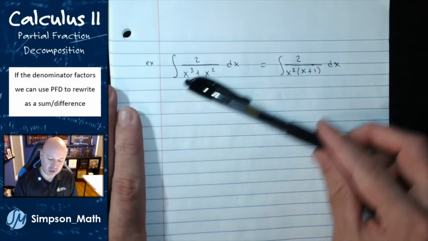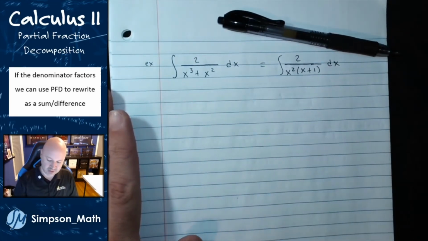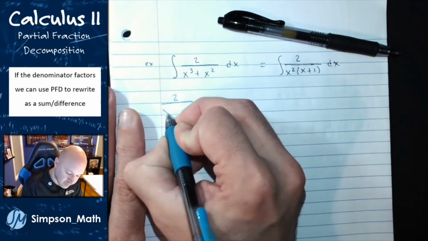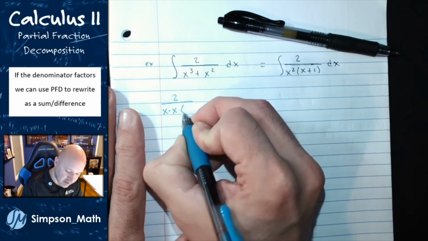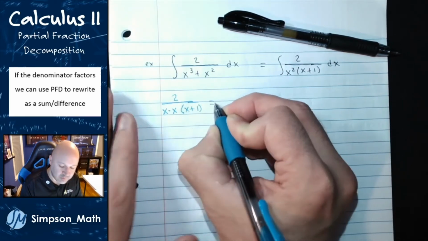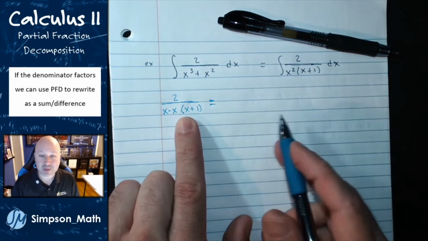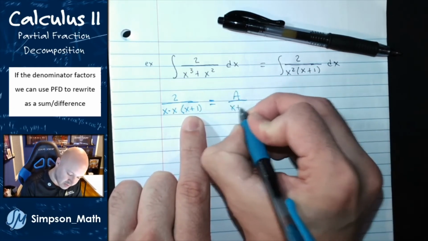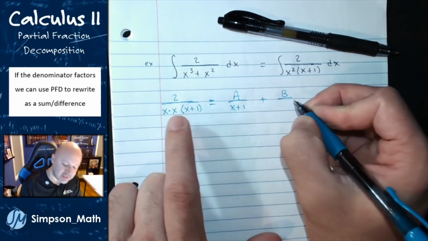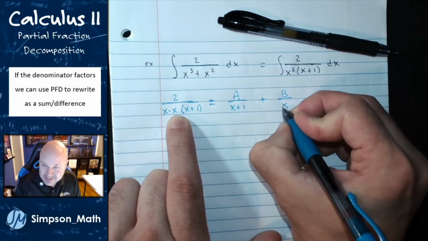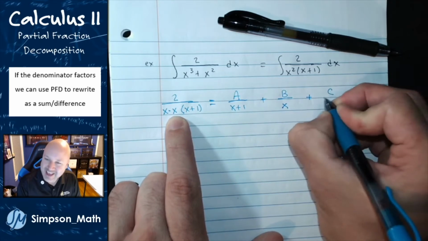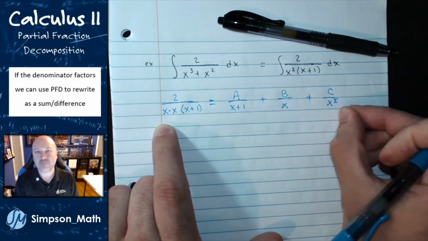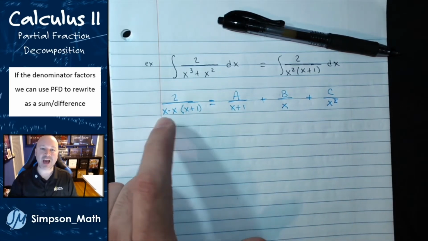So again, I'm going to change color here, stepping away from the integration. I'm going to play around with just this fraction, 2 over x times x times x plus 1. When we set up the PFD, partial fraction decomposition, we need the x plus 1 clearly. We then need to use x to the first power and then an x to the second power. You need to show every power up until the highest power.